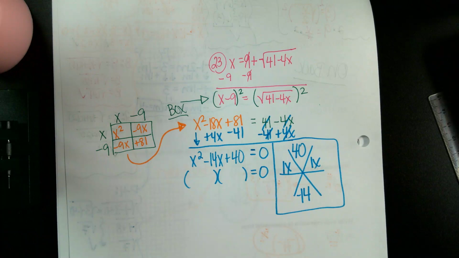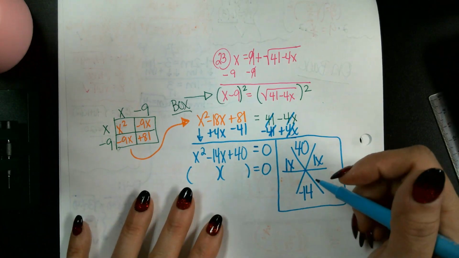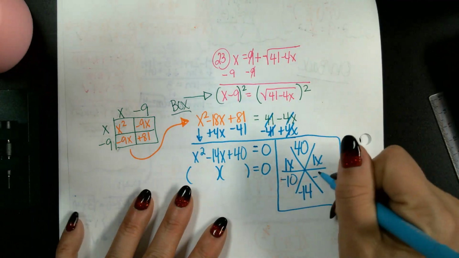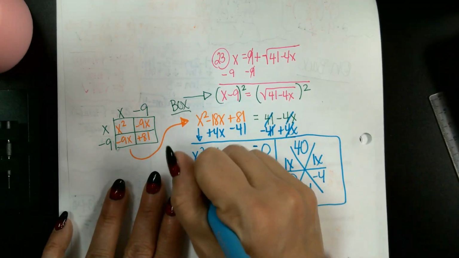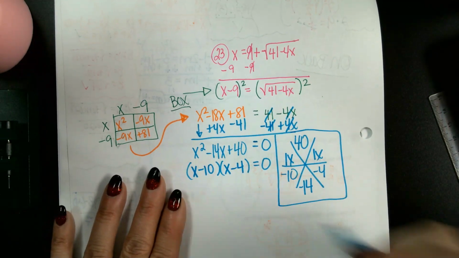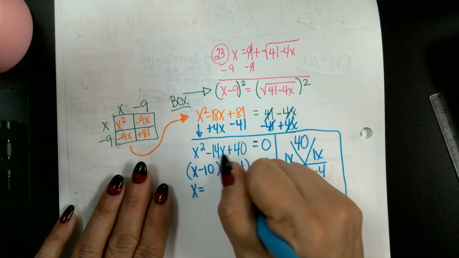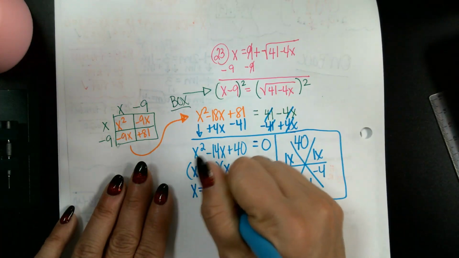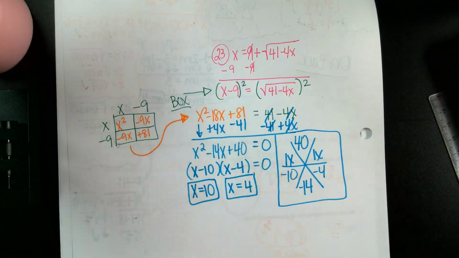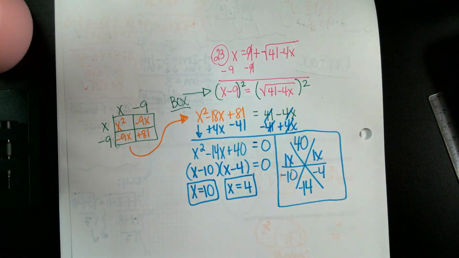What are they? 10 and 4. Negatives and negatives. Both negatives. So we have x minus 10 times x minus 4 equals 0, giving us positive 10 and positive 4 for now. I need to do a check for both of them.